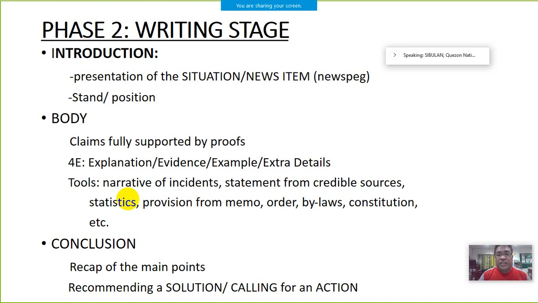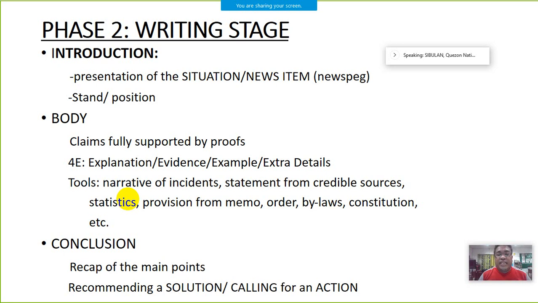So we have to remember the 4 E's: explanation, evidence, example, and extra details. Those 4 E's are very essential in writing an editorial because we have to explain the issue. We have to give evidence related to the issue. Somehow, we have to give examples. And if the situation requires, we also need to give extra details.